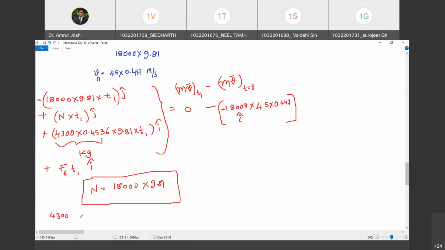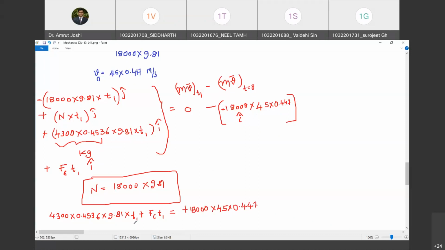4300 into 0.4536 into 9.81 into T1. Do you agree with me? Yes, sir. Plus Fc into T1. This must be equal to, plus, minus minus becomes plus, 18,000 multiplied by 45 multiplied by 0.447. Do you agree with me? Yes, sir.